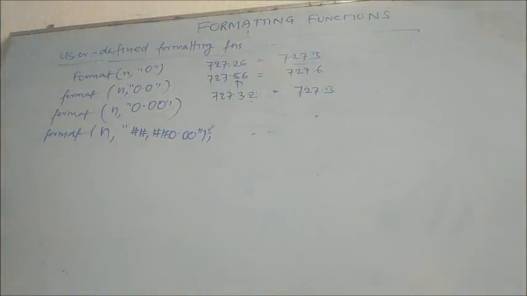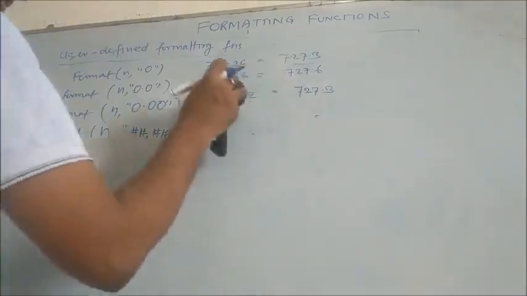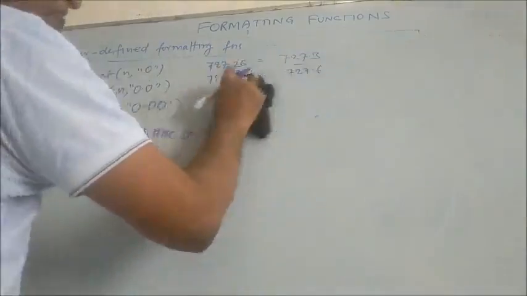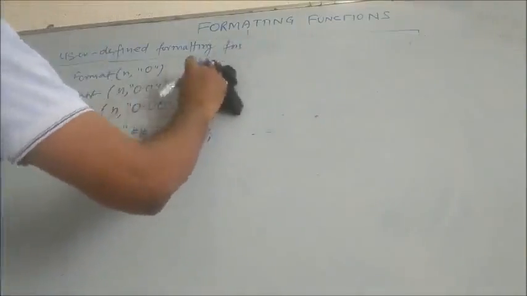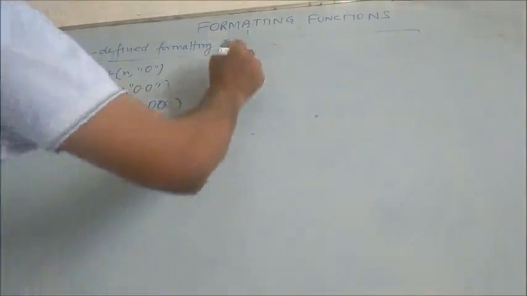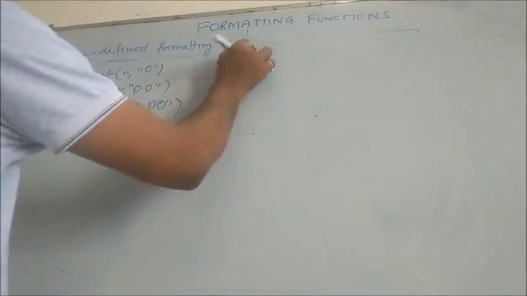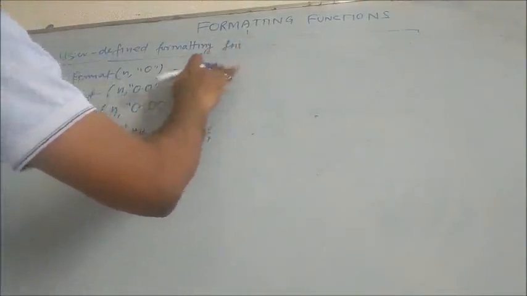So in formatting, if you have to take the numbers as a whole, every time you have to consider the roundup. Okay, fine. This is the third example. Now just take the third example, that is 0.00. Now I will increase the decimals. For example, I am just taking 727.